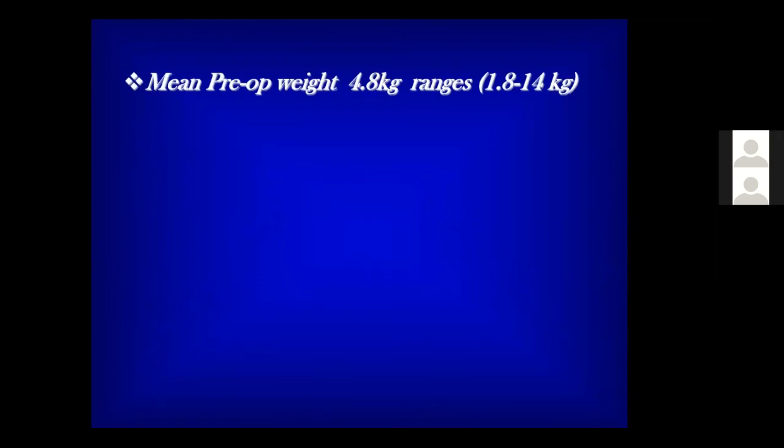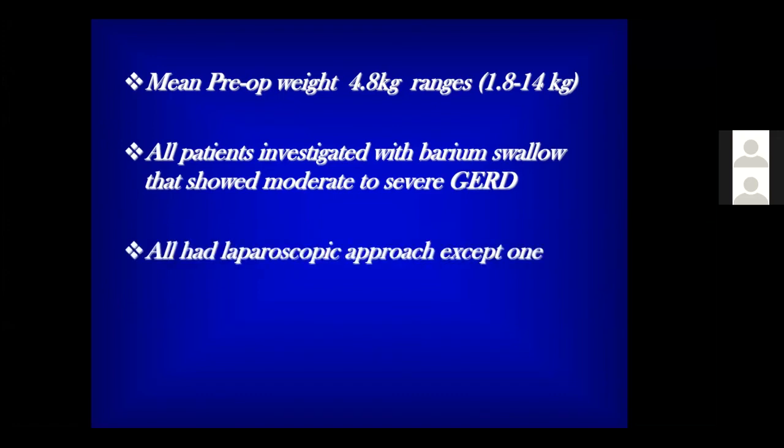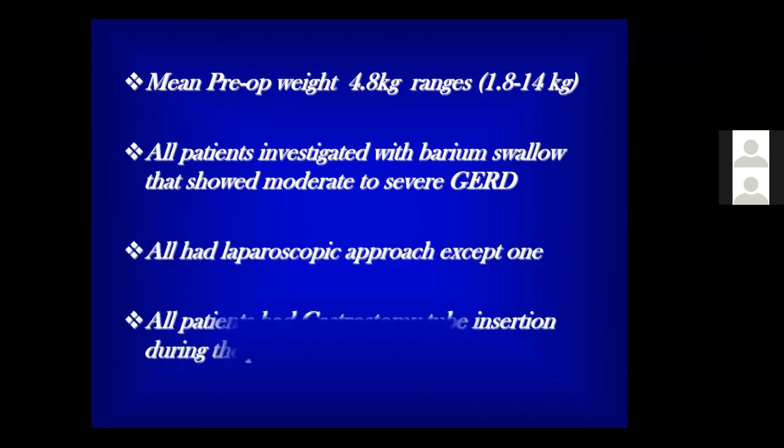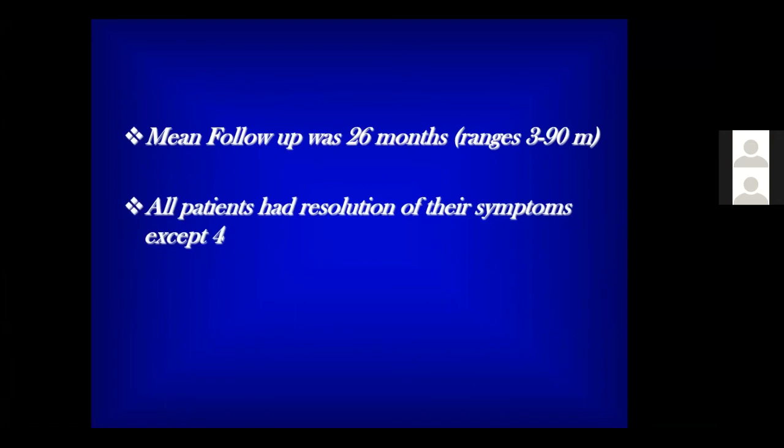The pre-operative weight was 4.8, anywhere from 1.8 to 14 kg. All investigated with barium swallow, showed moderate to severe. All had laparoscopic approach except one, and all had gastrostomy tube insertion during the procedure. The mean follow-up was 26 months. All had resolution of their symptoms except 4. 3 died secondary to cardiac disease.